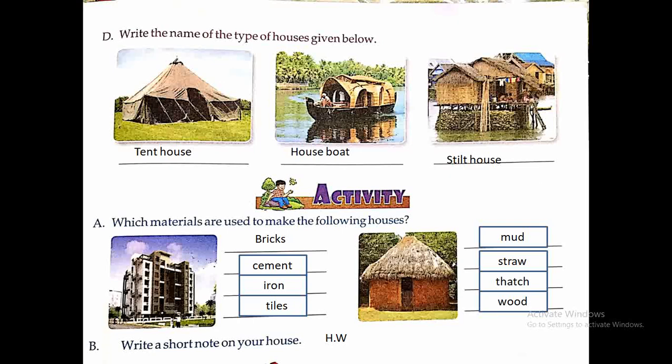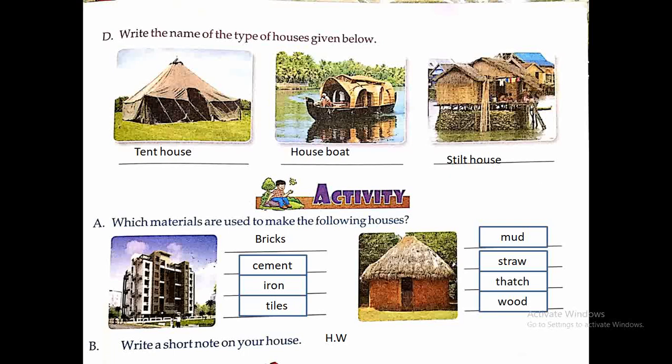Now coming on the next question, that is question number D. Write the name of the types of houses given below. The picture is already given. 3 of the pictures are there. You need to write down the name of such houses. So first picture is of tent house, second picture is of houseboat, and the third picture is of stilt house.